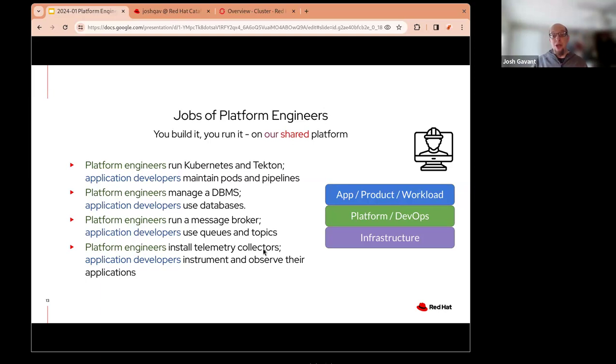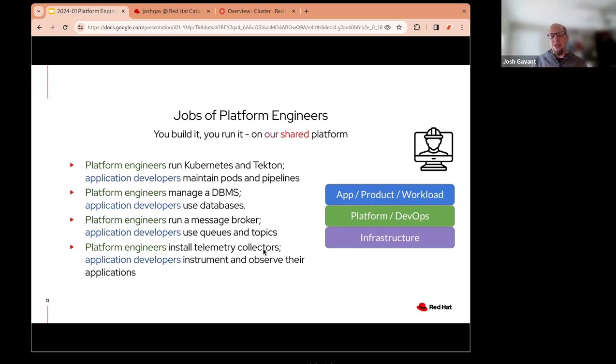We expect the platform engineers, and it depends on your organization, to maybe manage the overall database management system so that users can get databases. But we still expect application developers to come in and request a database. And the same thing going down. We expect the platform engineers to handle our observability system and provide us the ability to collect telemetry, but we still depend on application developers to actually instrument and observe their applications.